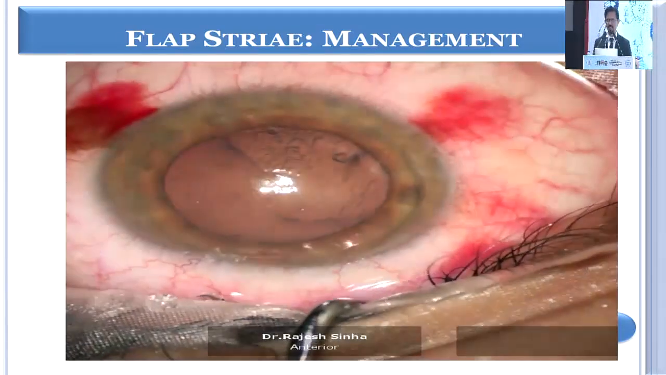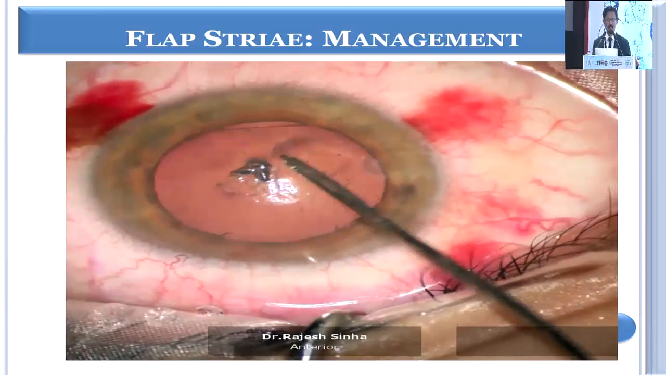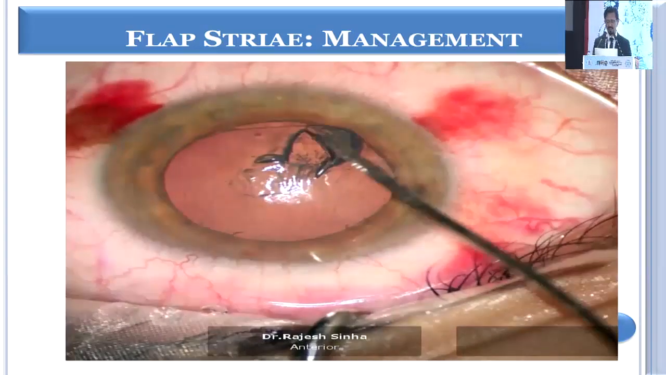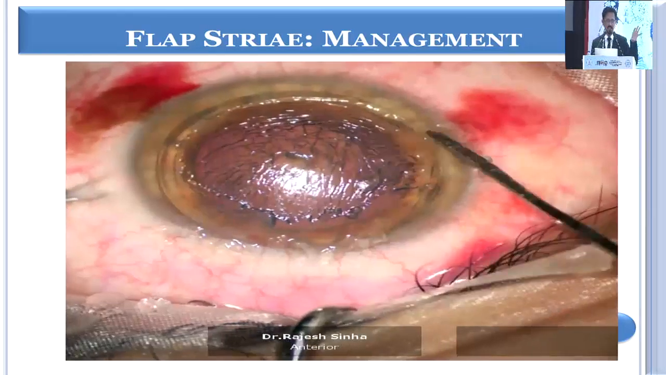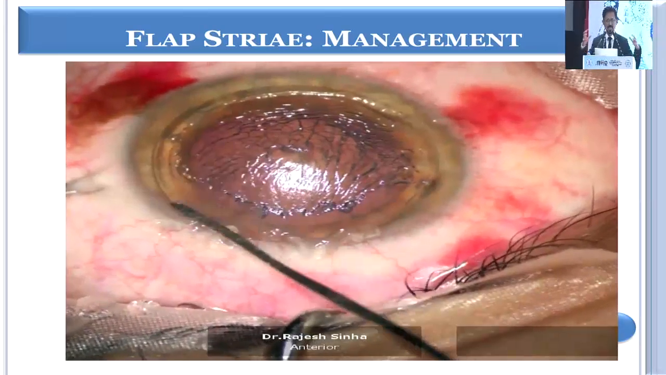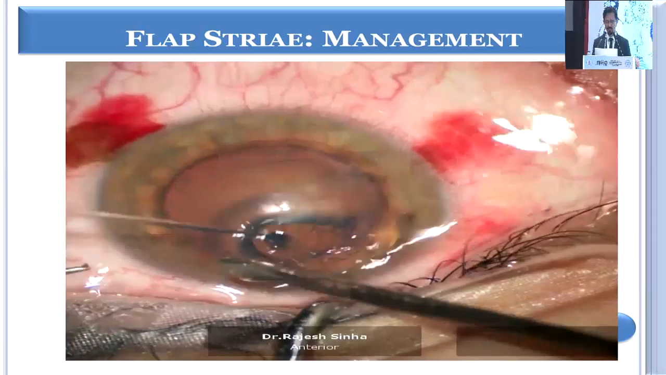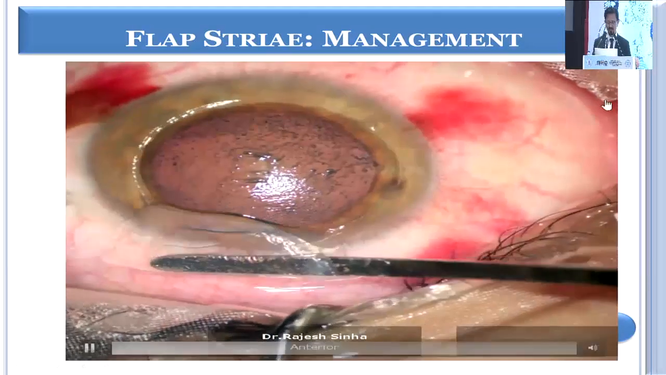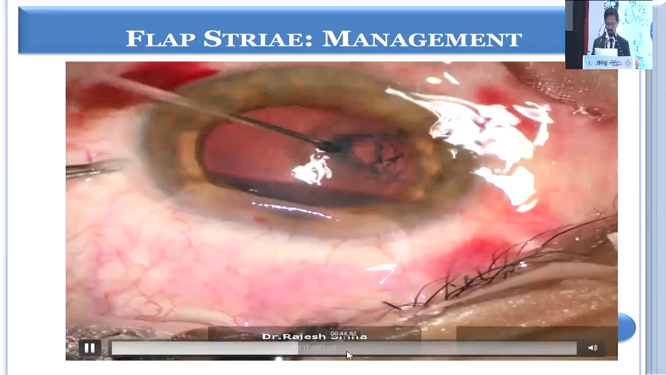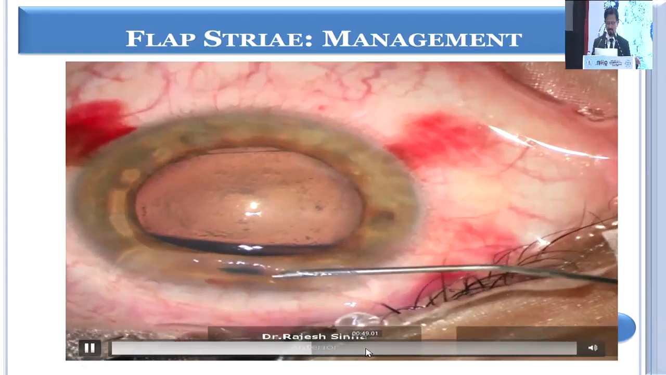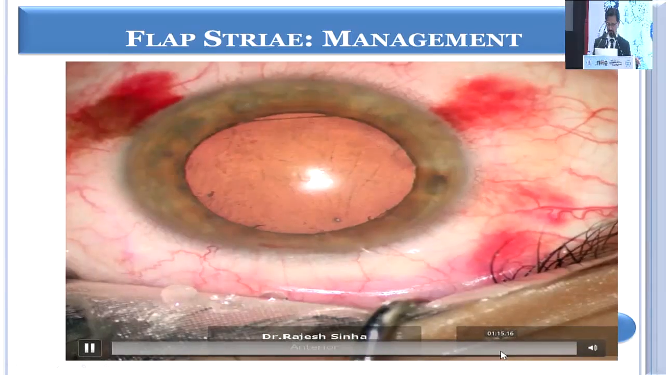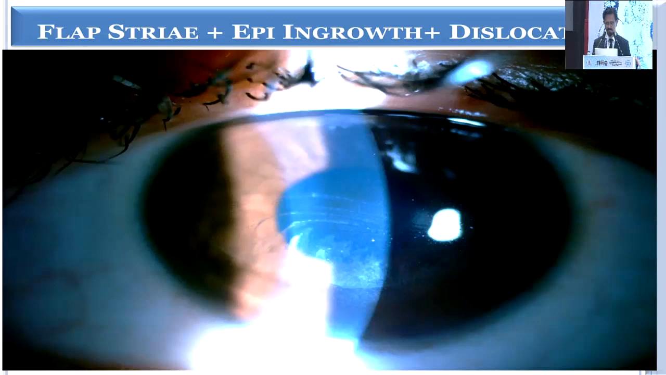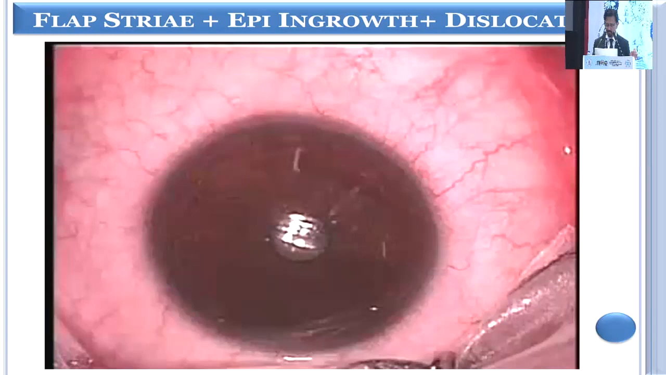But if the flap stria has happened a little later, or the patient has reported to you a little later, in such a case it is advisable to debride the surface epithelium and swell the stroma of the flap, because that will stretch the collagen lamellae and that will get rid of the stria. So it's very important to do that, then refloat and reposit it back, and you will get a nice post-op picture. This is a case wherein there was a flap dislocation with flap stria and because of trauma.